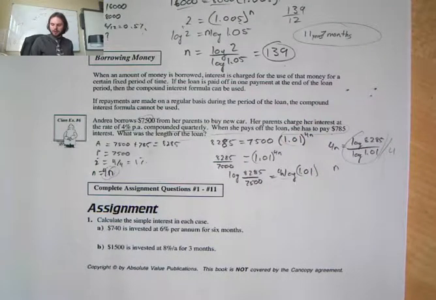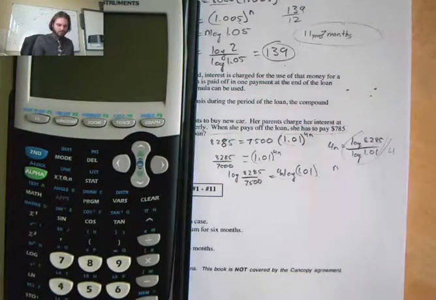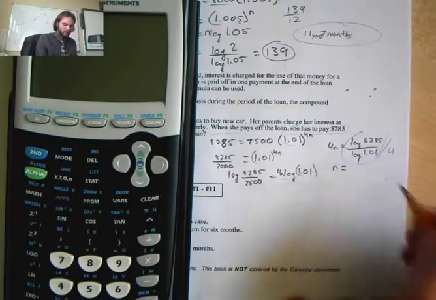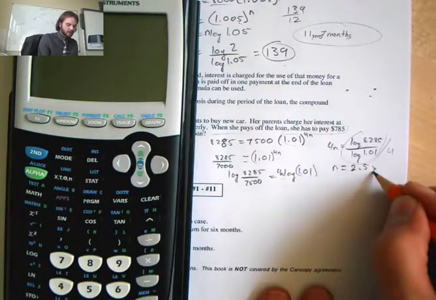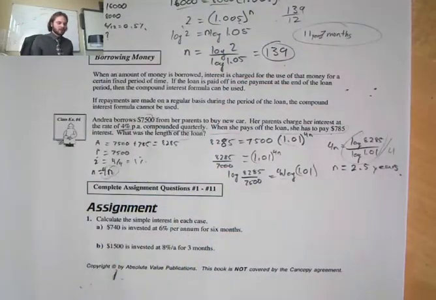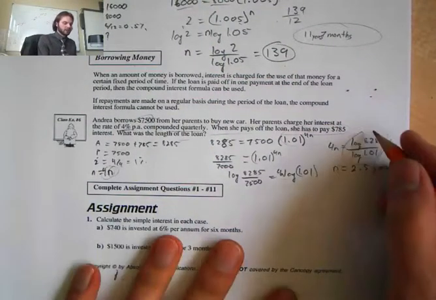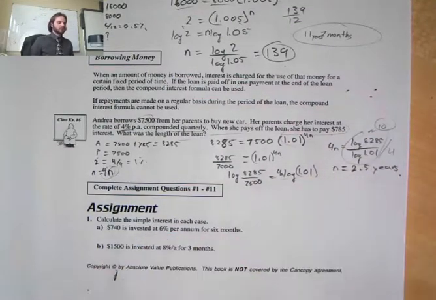So I plug that into my calculator, and we have a total of 2.5 years. 2.5 years. That's it. Because we end up getting 10 quarters. This here ends up being equal to around 10, and we divide it by 4, which is around 2.5 years. And that's everything.